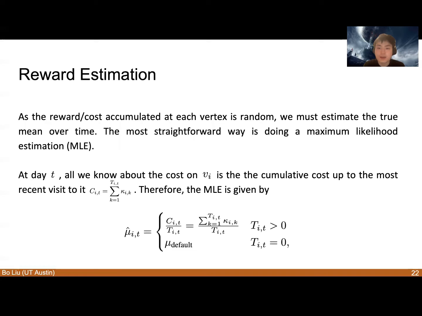The most straightforward way is doing a maximum likelihood estimation. At day t, all we know about the cost on Vi is just the cumulative cost up to the most recent visit to it. For instance, if today is day 10, and the most recent day we visited Vi is day 3, then all we know is the accumulated cost up to day 3 for Vi. Then we just divide that cost by 3 to estimate the true mu i star. And we call this hat mu it.